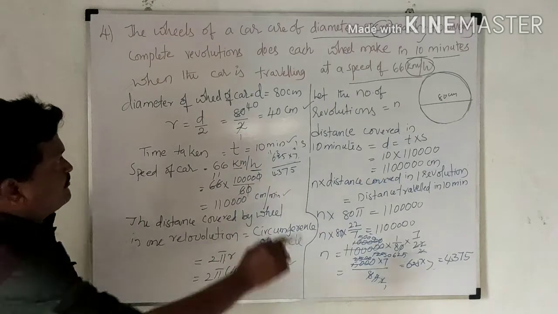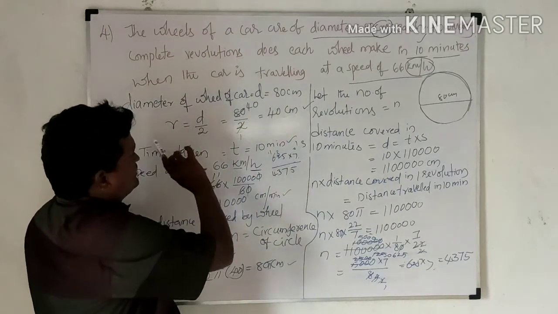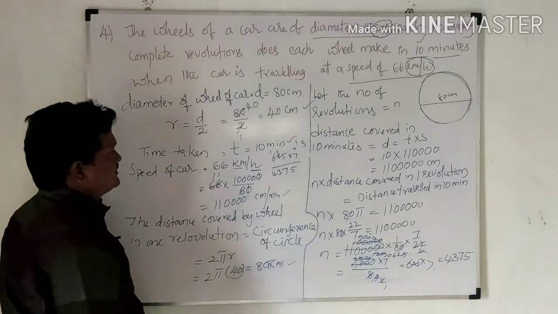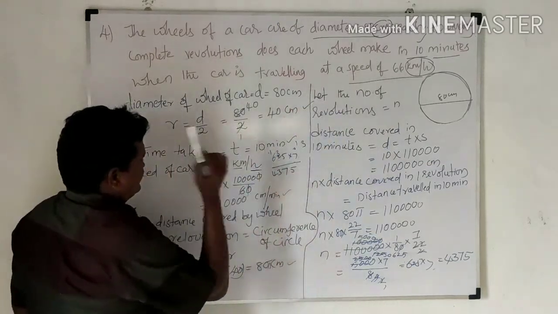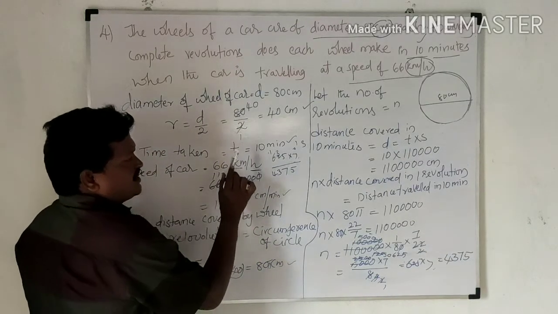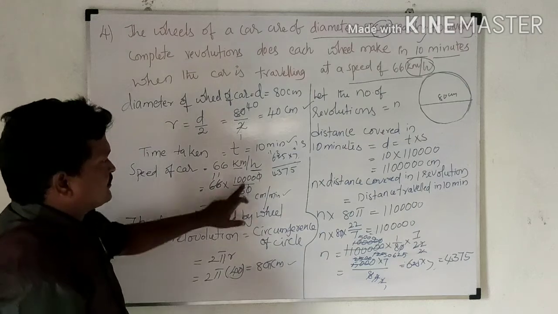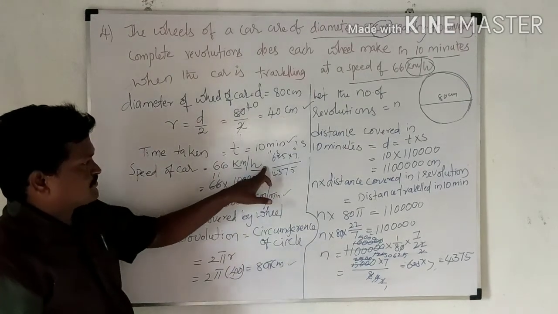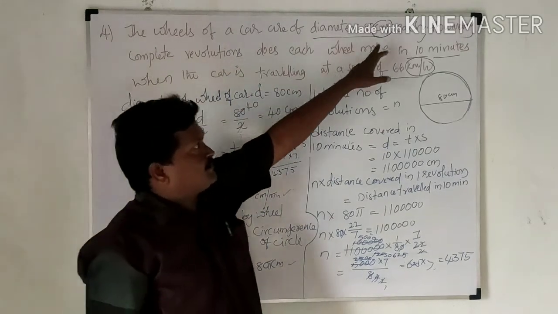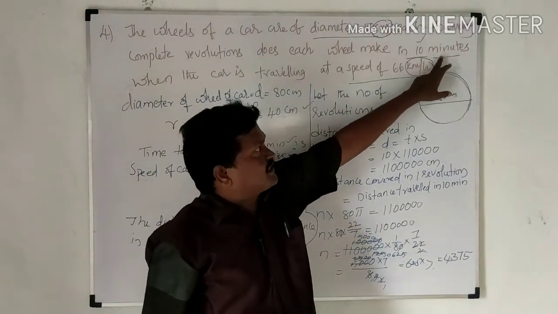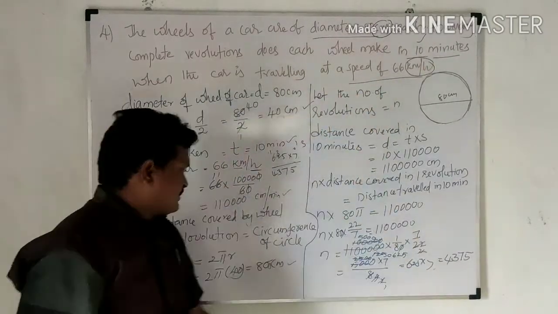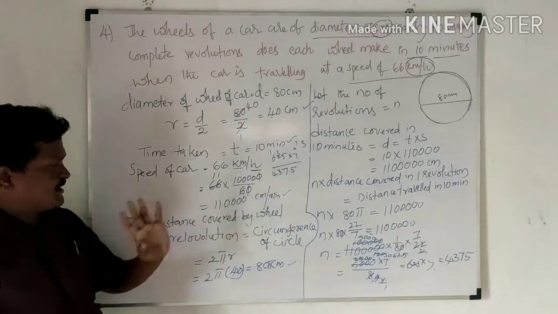Listen here. Diameter of the wheel is given as 80 centimeters. We are changing the diameter into radius, that is 40 centimeters, and time is given as 10 minutes, and speed of the car is given as 66 kilometers per hour. Here we are changing kilometers per hour into centimeters per minute. Why? Diameter, radius, and time: radius is given in centimeters, time is in minutes. That's why we are changing here into centimeters per minute.